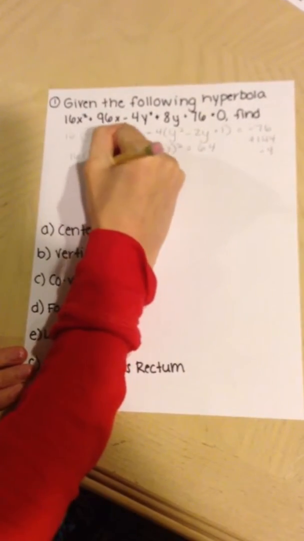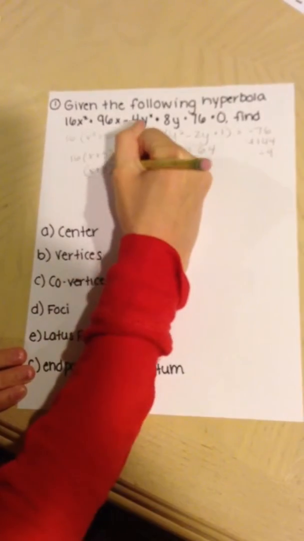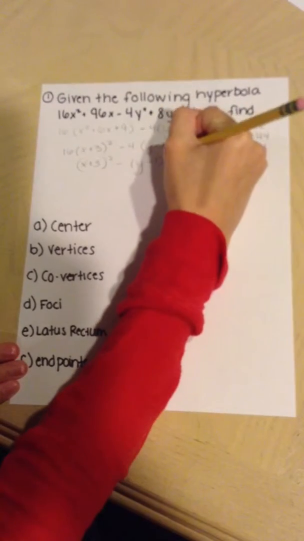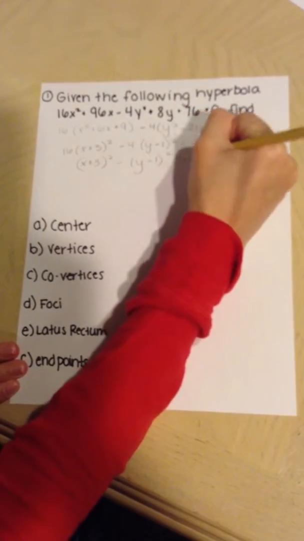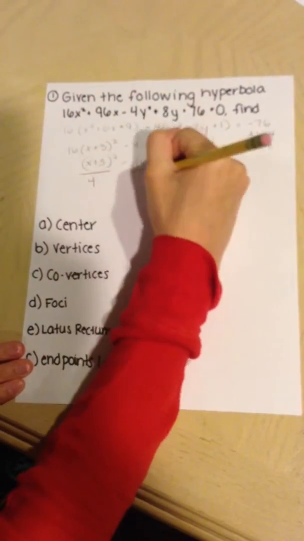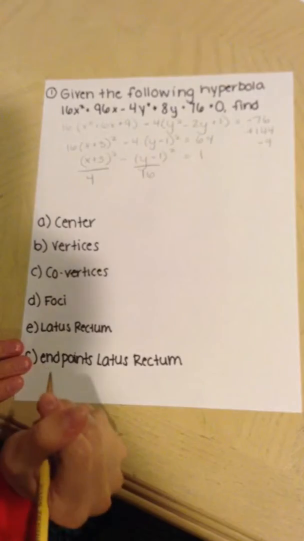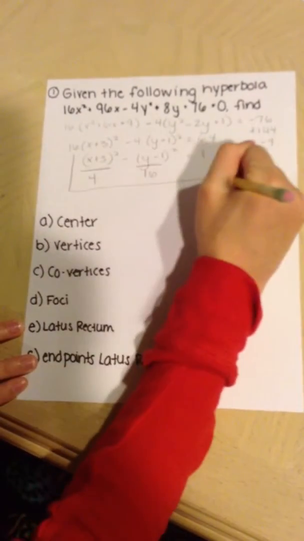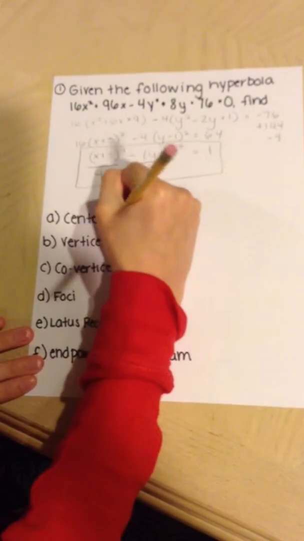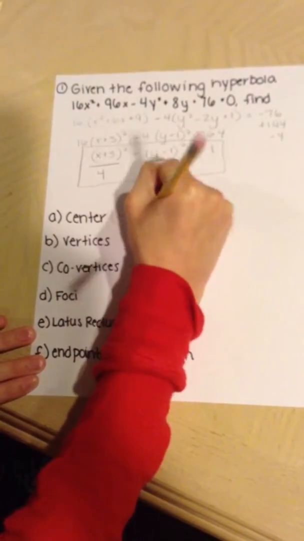Then (x plus 3) squared over 4, minus (y minus 1) squared over 16, is 1. So this is our equation. So now the center of this is negative 3, 1.